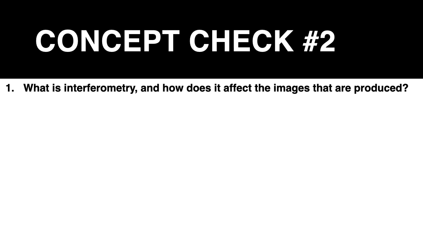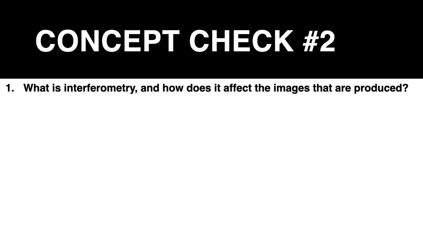Concept check number 2. Number 1, what is interferometry and how does it affect images that are produced? 2, why do astronomers send telescopes and probes into space? 3, how are space stations beneficial? This would be a great time to pause the video, answer the questions to the best of your ability, and then resume play.